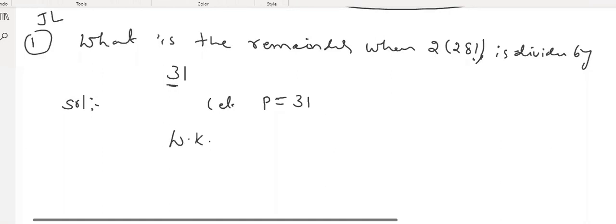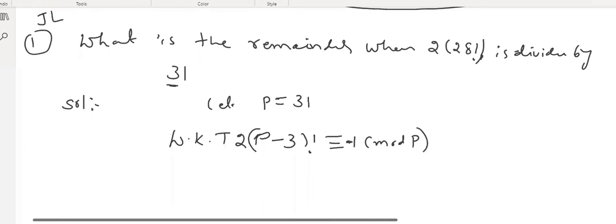We know that (p-3)!, tell me, what is the value of (p-3)!? 2 times (p-3)!. We know that 2 times (p-3)! is congruent to 1 or -1, it is congruent to -1 modulo p. Yes. Now see how to apply this. We know that 2 times (p-3)! is congruent to -1 modulo p.